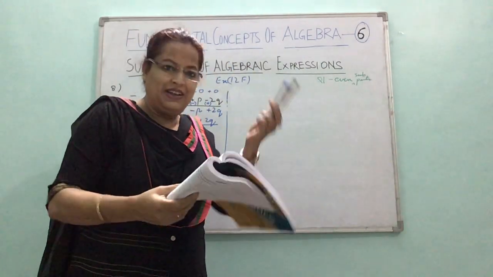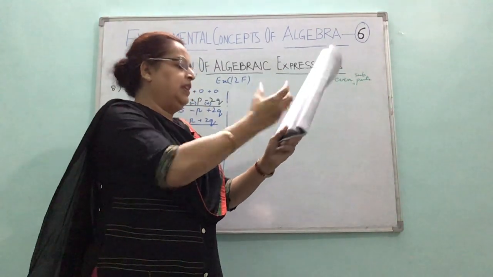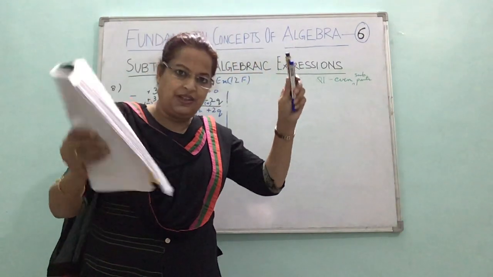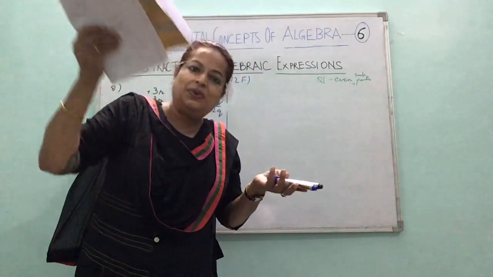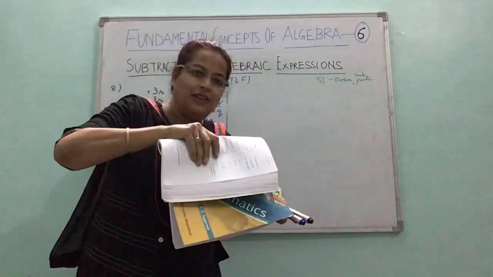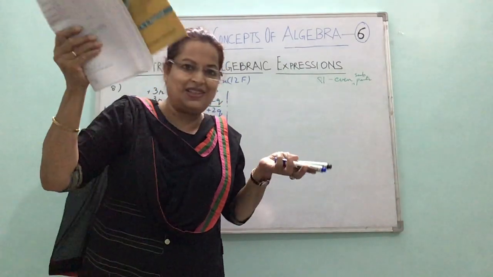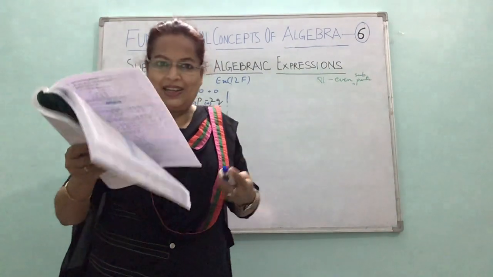What must be added? See, this is my first expression. What must be added to this to get second? This is first, this is second. What must be added to this? Add something to get this. So which is bigger? First or second? Add something to first to get second. So which is bigger? Second is bigger.